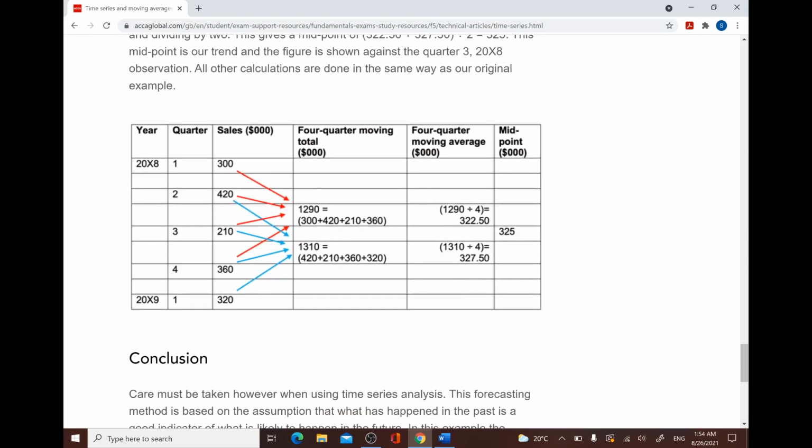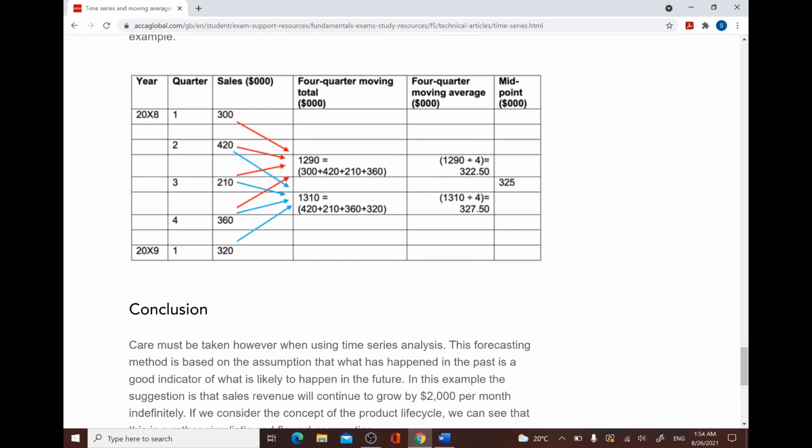Let me just share this with you. Now, ladies and gentlemen, you can see we have quarter 1, 2, 3, and 4 for the year. So the moving total for 4 quarters is going to be 1, 2, 3, 4. The midpoint is right between quarter 2 and 3, and that's 1290. You see that? So it's hard to match back to quarter 2 or 3 for future forecasts.